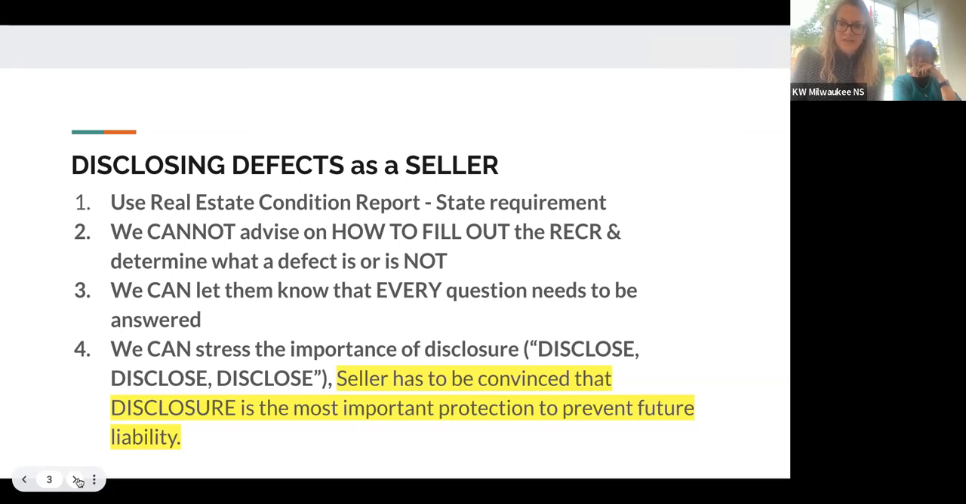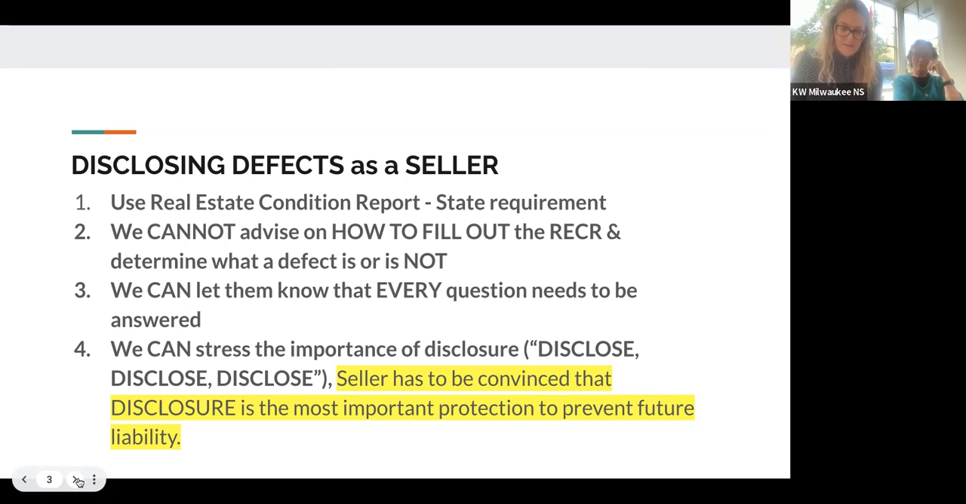So the buyer has the right to know any defects on a home. When we are giving the real estate condition report to our sellers at our listing appointments, we cannot advise them on how to fill out the real estate condition report in terms of what a defect is or not. They will also be referring back to that definition of a defect. But we can let them know that every question needs to be answered.